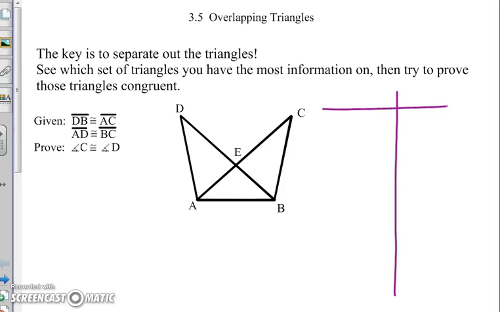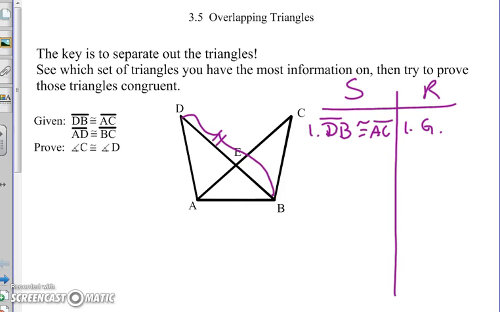So with this one, statements, reasons. 1, DB congruent to AC. Given. So let me mark those 2 congruent. Now they're kind of on top of each other, so I'm looking to see this one is congruent to this one over here. And then AD and BC are congruent. So this piece and this piece are congruent to each other.